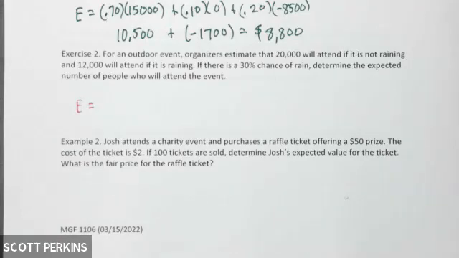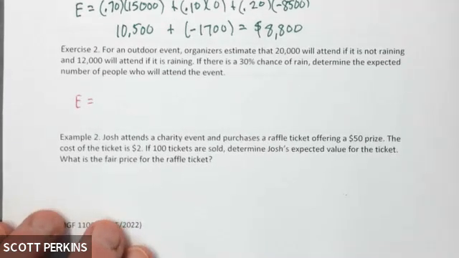All right, so the expected value is going to be the probability times the net result for each outcome. How many outcomes do I have in this particular problem? 2. What are those outcomes? It's either going to rain or it's not going to rain. Those are the whole thing that we're focusing on. Okay, so here we go.